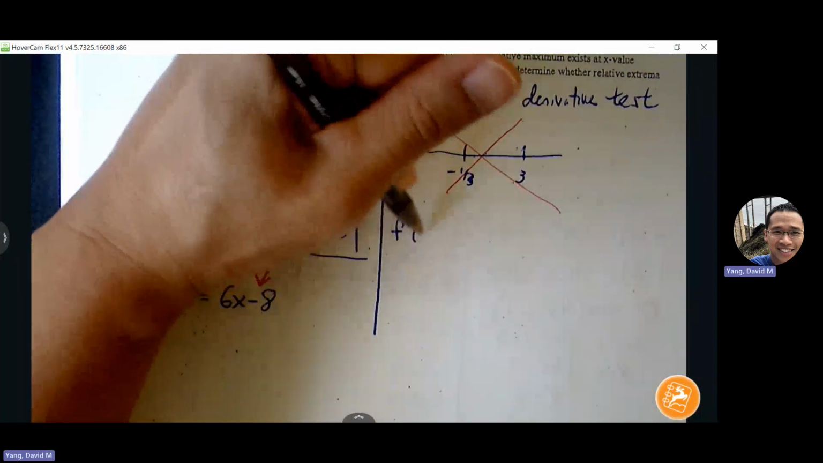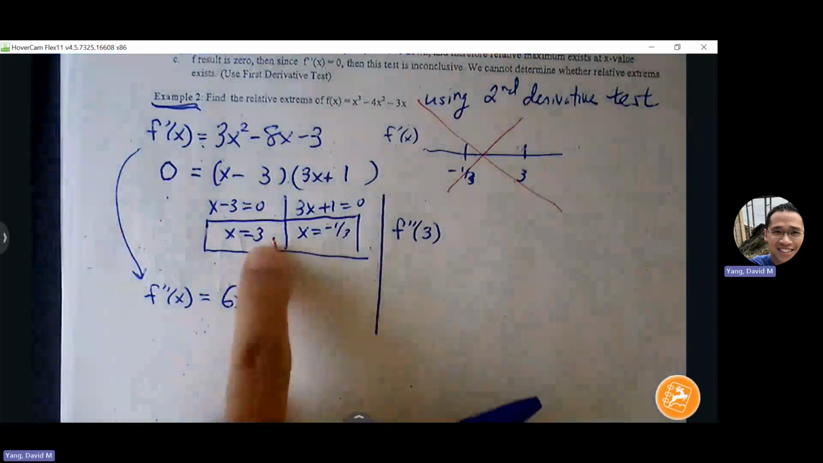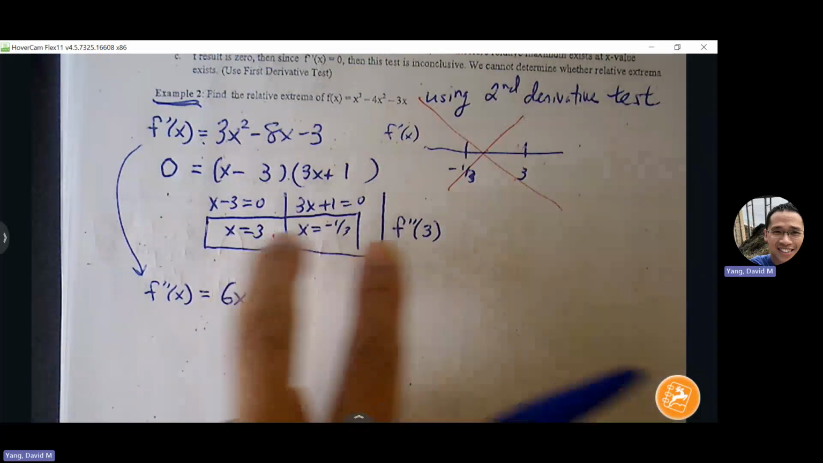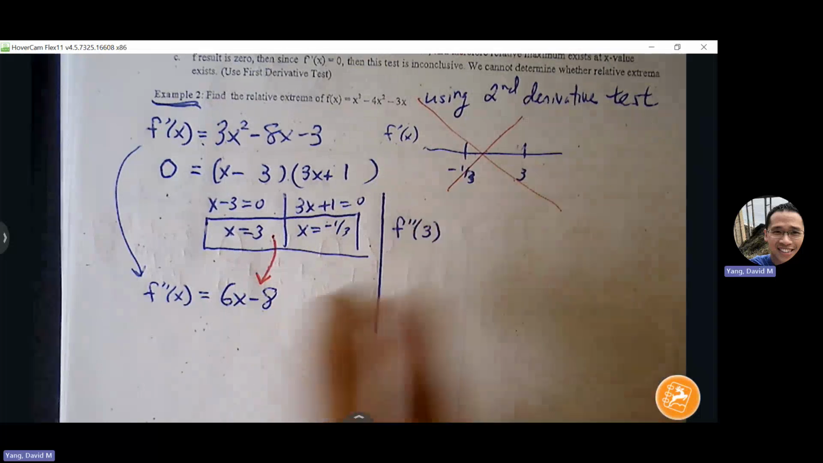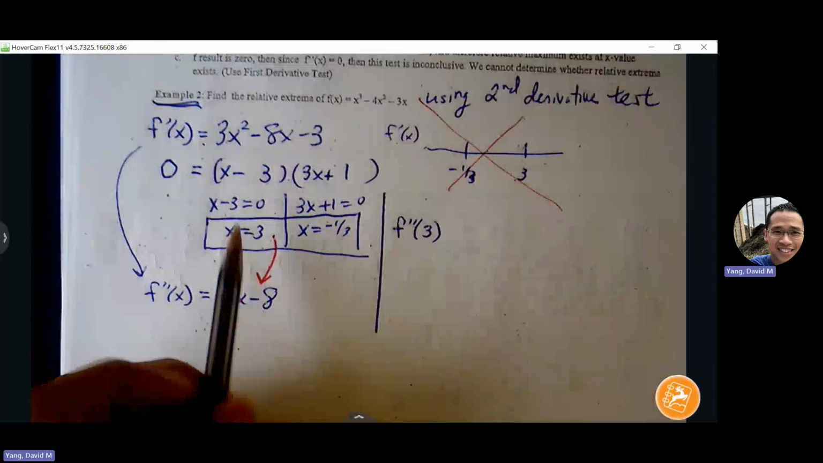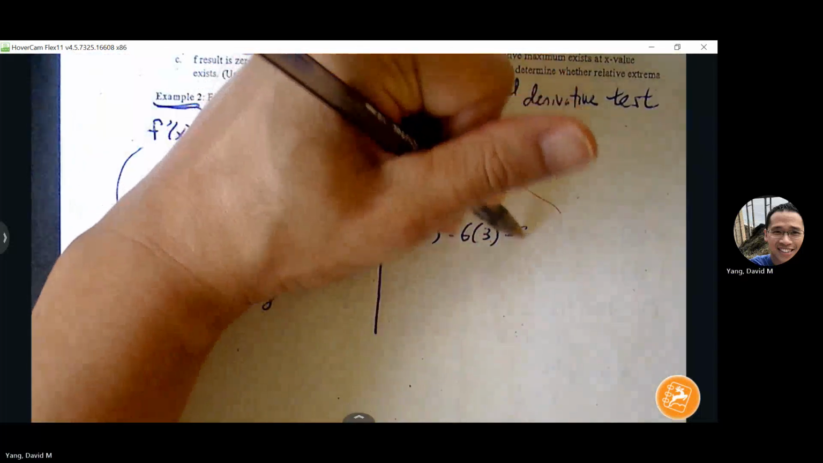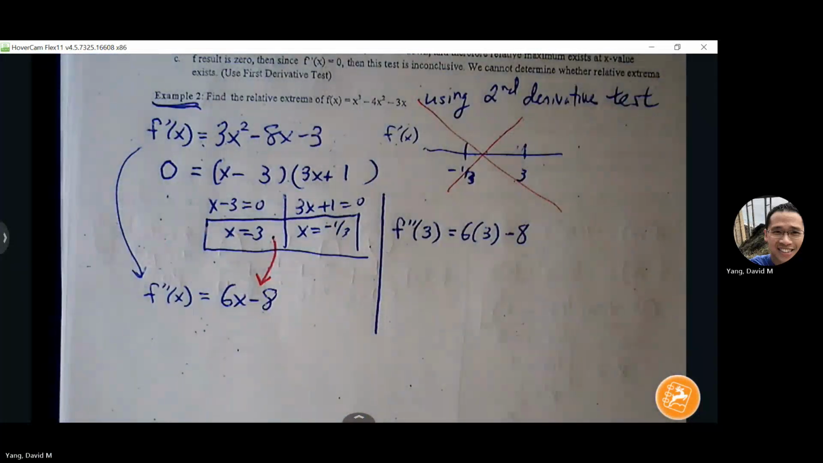All right, so I'm going to insert 3 first. F double prime of 3. Now, I already know that these are slope zeros, right? Because I already found these critical points. These are guaranteed slope zeros. I just didn't want to go through a sign line. I'm going through the second derivative test. So I'm going to test 3 into the second derivative function. Okay, now what number am I going to get?